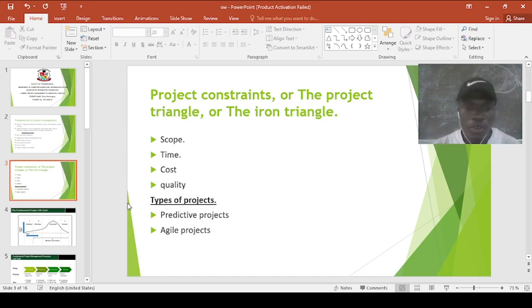So we have types of projects, where we have predictive projects and agile projects. Predictive projects concentrate on thorough upfront planning of the entire project. Agile projects rely on an incremental, iterative development cycle to complete a less predictable project. In other words, it's an adaptive project, so it can be improved over time to satisfy the customer's need.